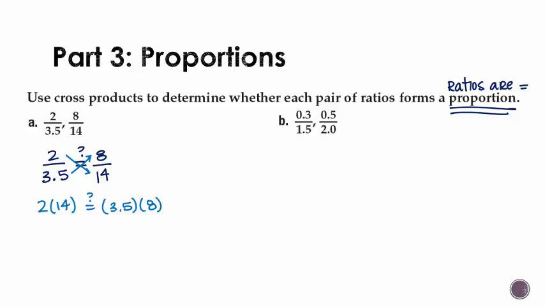So 2 times 14 is 28. And if you type this into your calculator, you also get 28. So because these two things are equal, then you know these ratios form a proportion and that they are equivalent ratios. Try this one on your own right now.